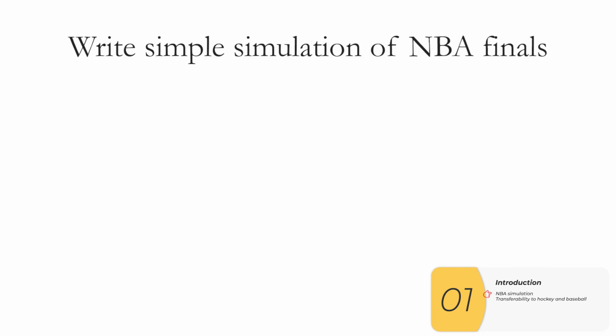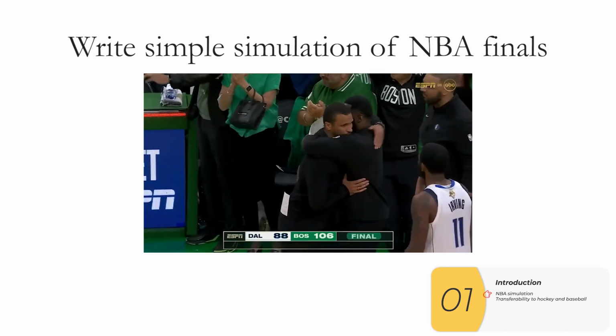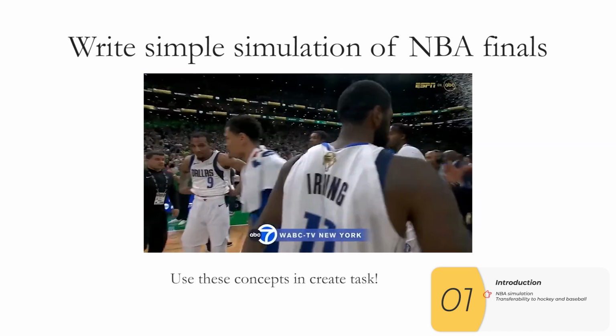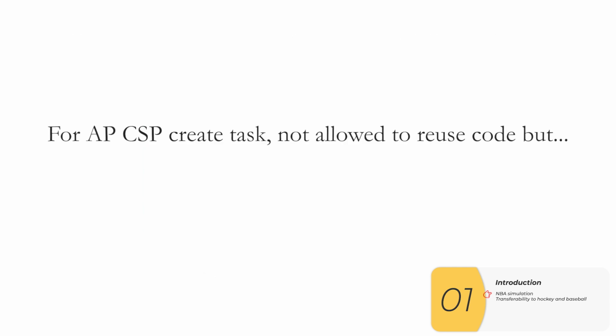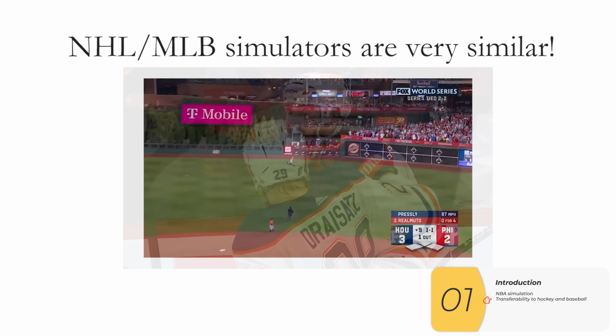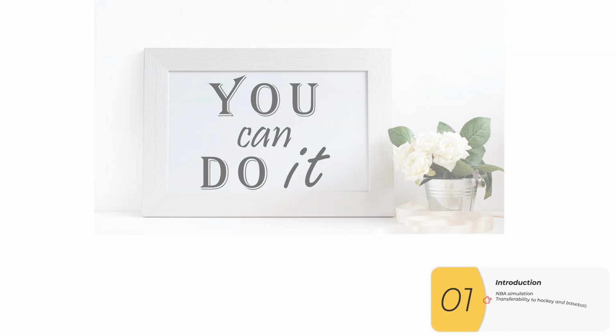On this next assignment, we're going to write a simple simulation of the NBA Finals. And once again, these will be concepts that show up in a lot of APCSP create tasks. For the APCSP create task, you are not allowed to reuse code that you already wrote. But with that said, if you wanted to simulate the MLB or NHL, those codes are very similar to this one. All right, so let's do it.